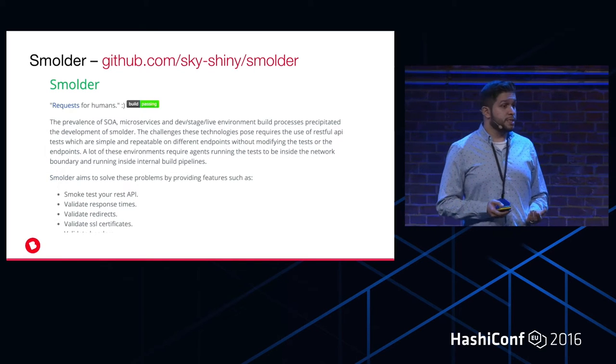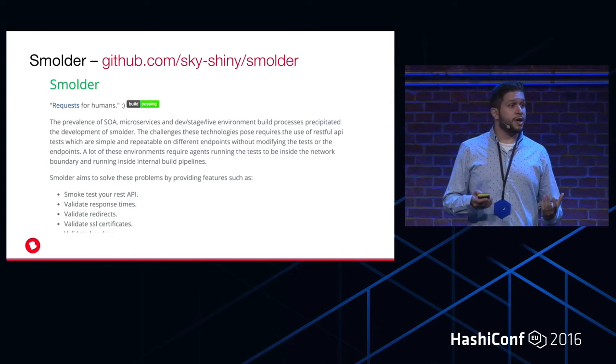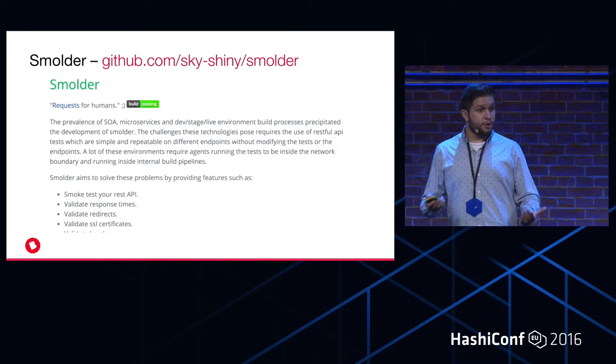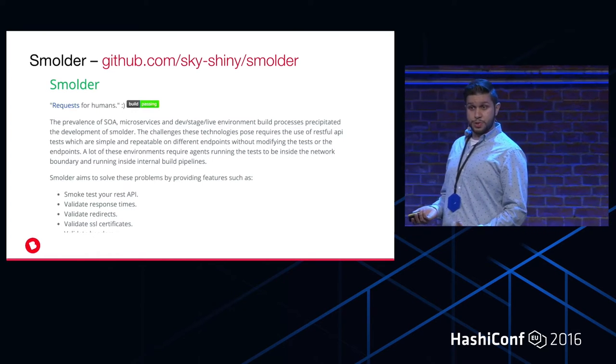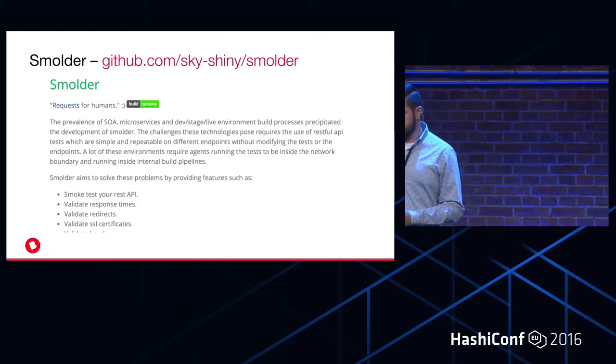And the other tool we use is Smolder, and it's actually an iteration of an internal tool that we wrote, which a colleague of ours then refactored and made open source. And it's a pretty simple tool. It's a REST API testing tool. So let's take a look at how it works.